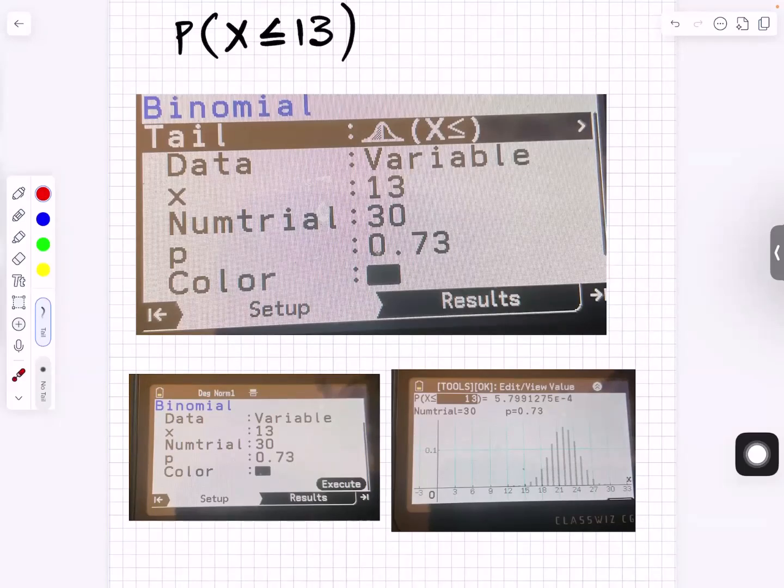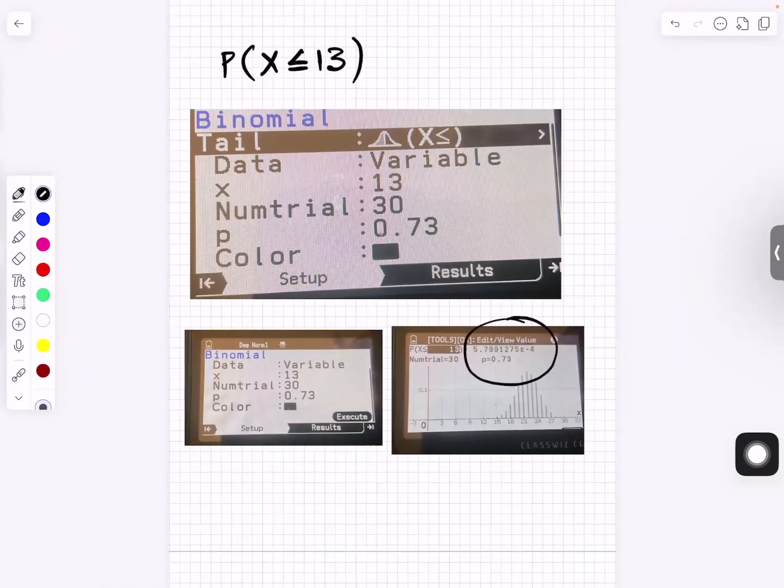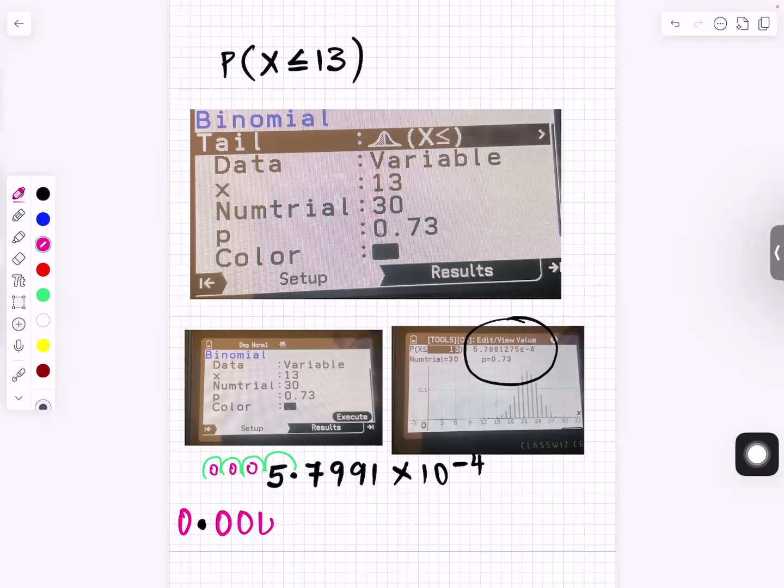5.799 times 10 to the minus 4. That e to the minus 4 means times 10 to the minus 4, which you can count the decimal places, 1, 2, 3, 4, and put them. So put a 0 before the point, so 0.000579, which you can also write as 0.0006 if you round it. So that's the answer for that.